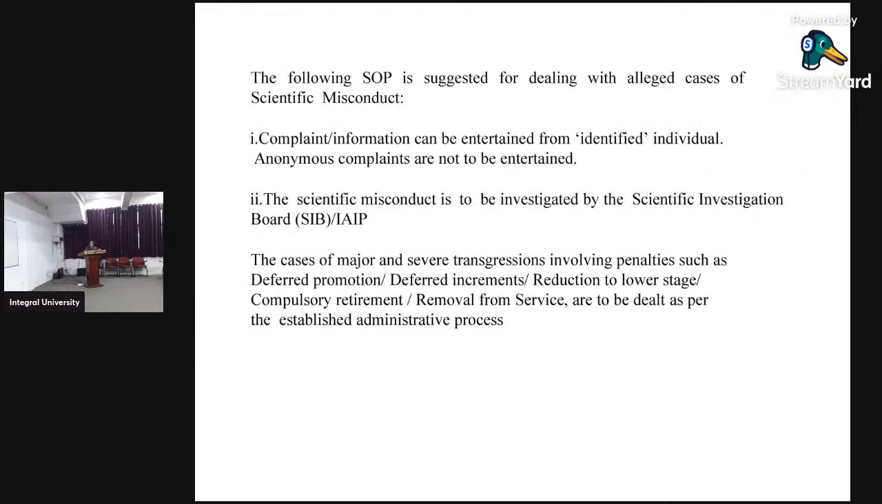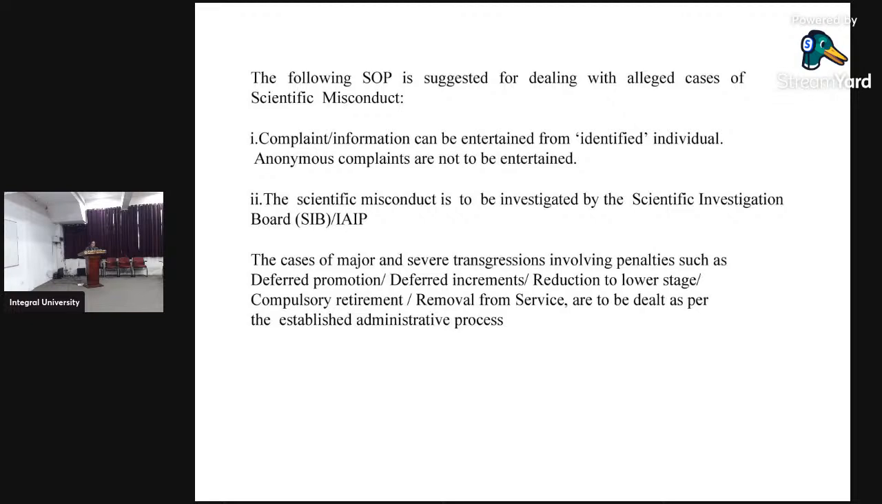The following SOP is suggested for dealing with alleged cases of scientific misconduct. So if somebody has been accused of scientific misconduct, what is the standard operating procedure? This is the standard operating procedure. Complaint information can be entertained from identified individual. Okay, so we cannot make anonymous complaints. The complaints have to be identified. The person who is making the complaint should put his or her name in the letter or whatever form of complaint is there. The scientific misconduct is to be investigated by the Scientific Investigation Board.